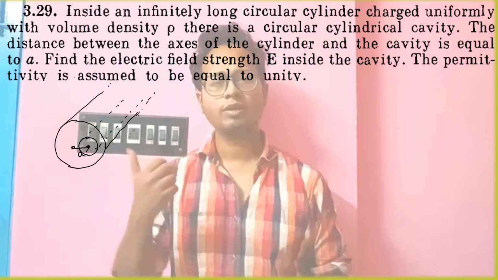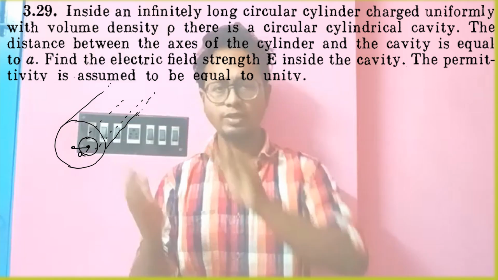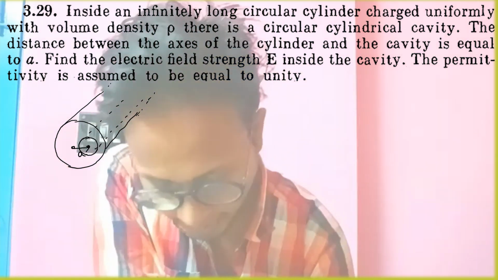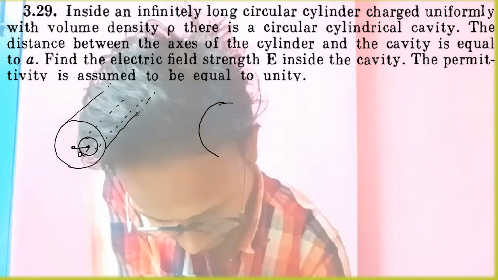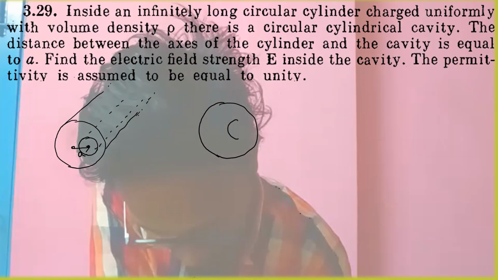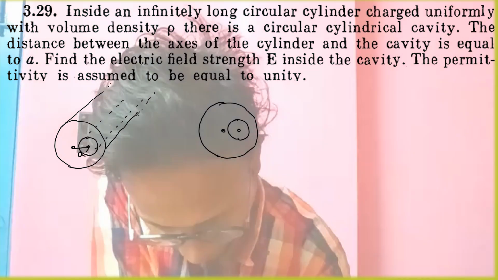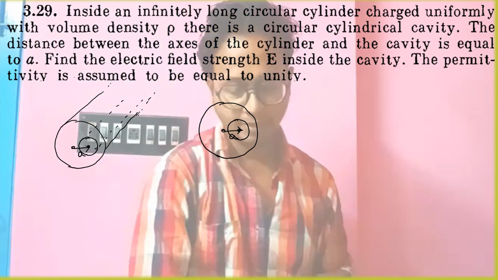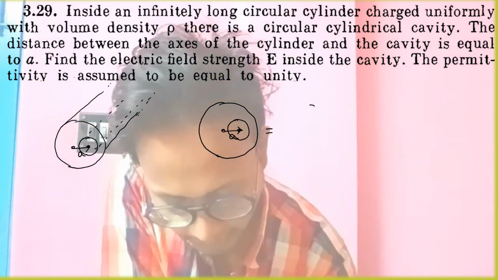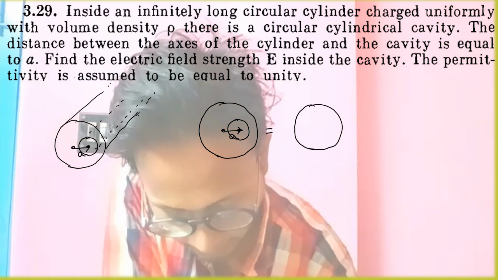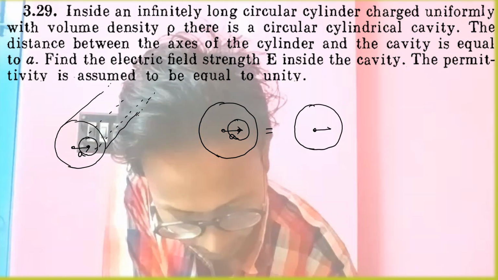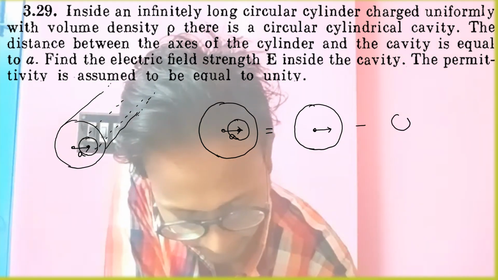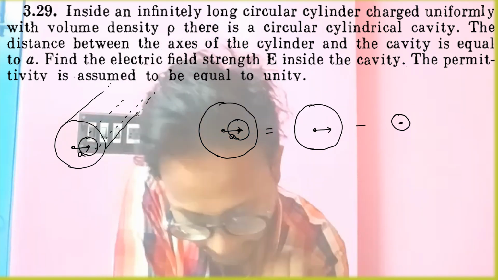This is an orthogonal, meaning a 3D perspective of the cylinder. If I just take this cylinder and see it like this, the cylinder would form a circle, isn't it? So, the electric field at the center of the cavity, where the distance between the center of the cavity and the center of the cylinder is a. If you apply the principle of superposition, it's the electric field due to the whole cylinder minus the electric field due to the cavity.